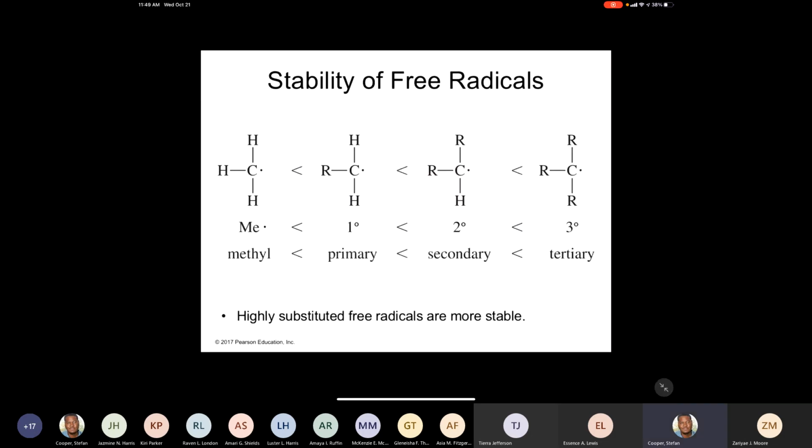All right, let's end with our reactive intermediates for the day. We'll be talking about 3 of these in this semester.